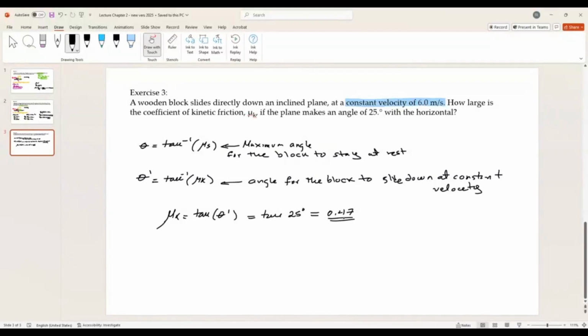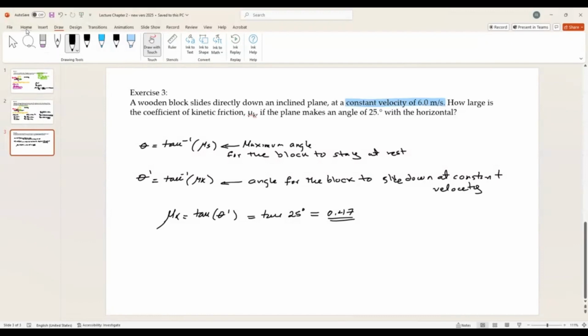So this is the coefficient of kinetic friction of the surface when the angle to have the block sliding down at constant speed is 25 degrees. But there is another way to calculate this coefficient of friction. That would be by making a sum of the forces that we have across the inclined plane. So I will show you a second technique to do this.